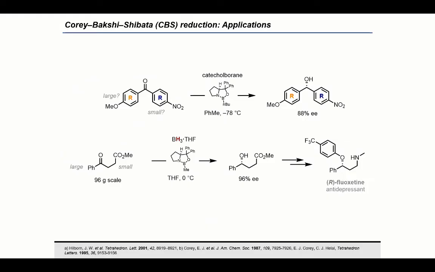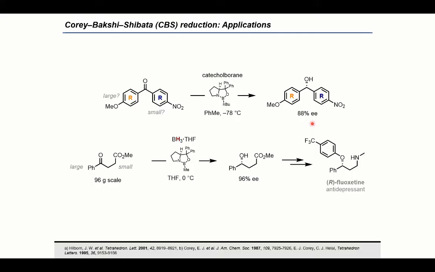The London dispersion model is counterintuitive, but it helps us to explain some unusual cases where ketones with groups of similar sizes are reduced with good selectivity. For example, in this para-functionalized benzophenone derivative, the two groups are nearly identical in size, but the electron-rich para-methoxyarene forms stronger London dispersion interactions with the catalyst.